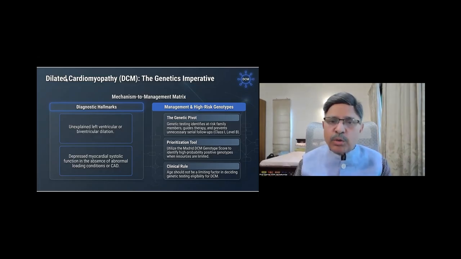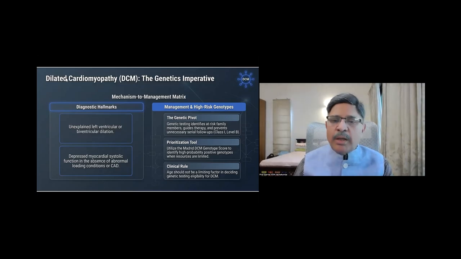Management and high-risk genotypes: genetic testing identifies at-risk family members, guides therapy, and prevents unnecessary serial follow-ups. Prioritization tool: utilize the Madrid DCM genotype score to identify high probability positive genotypes when resources are limited. That means you don't have to do genotyping for everyone. You do the Madrid DCM genotype score. Just type that, you will know what it is. And if the score crosses a certain level, then only you do the genotype testing.